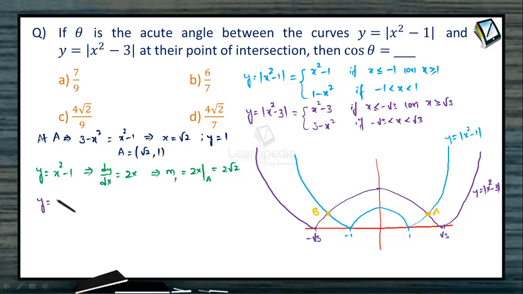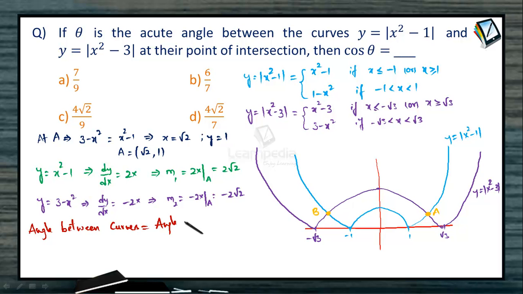Similarly for the second curve, y equal to 3 minus x squared, the value of dy by dx happens to be minus 2x. For this, when we differentiate, what is the slope of the tangent to the second curve? m2 would be minus 2x evaluated at the same point A, which is minus 2 root 2. Now we have the slopes of the tangents of both the curves. Then we know that the angle between the curves is equal to the angle between the tangents, for which we know the slopes of both the lines.